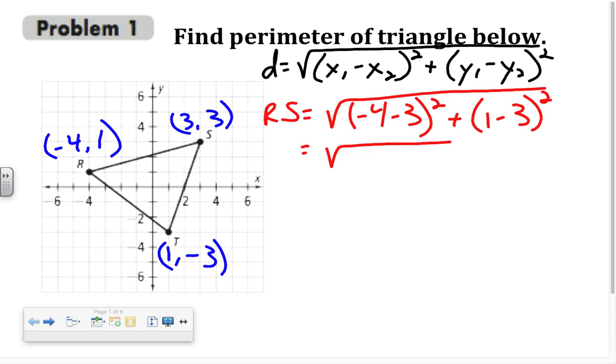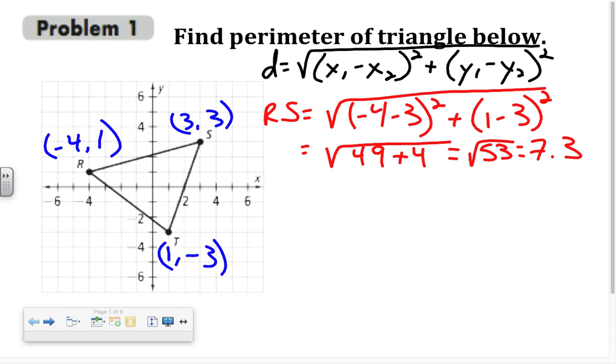And then we clean it up. -4 minus 3 is -7. Remember that when you square a negative number, it becomes positive, so -7 squared is positive 49. 1 minus 3 is -2. Same thing, it's going to be positive. -2 squared is 4. Add that together, I get square root of 53. And you type that into your calculator, and you get approximately 7.3. And then you move on to the next segment.